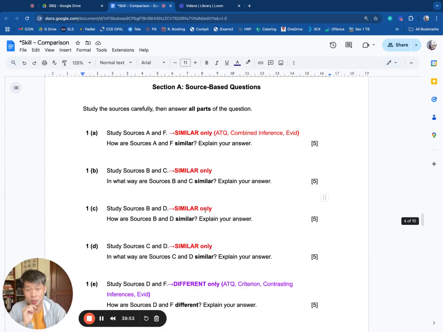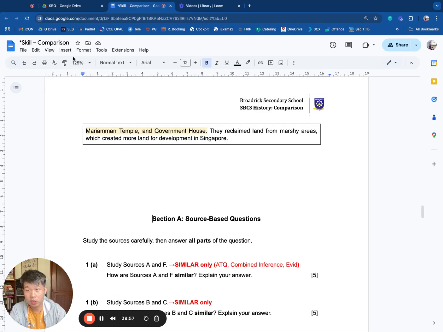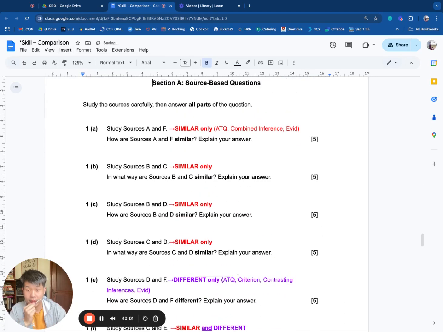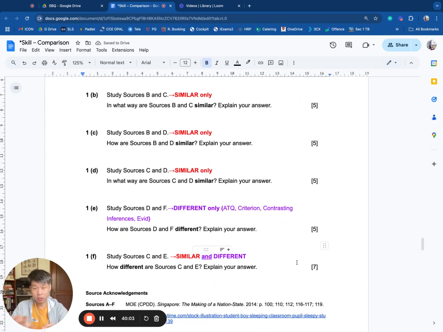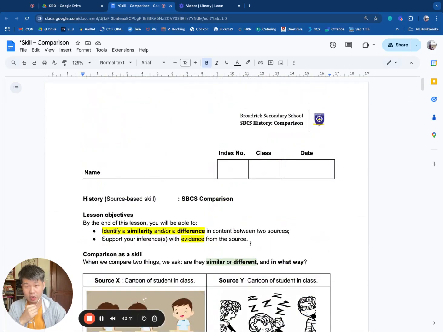Your assigned work is to complete all 6 comparison questions on foolscap. And the final question here is two-sided comparison, so there must be similarity and difference. And I hope that in today's lesson, if I were to refer back to the objectives right from the start, you have learned how to identify a similarity and difference. You have learned how to do a combined inference for the similarity, a set of contrasting inferences for the difference, and support your inferences with evidence from the source.